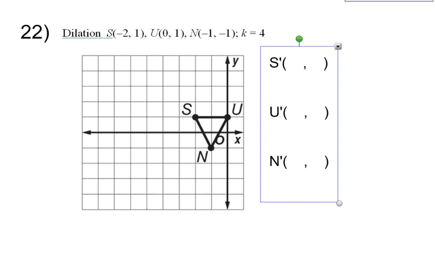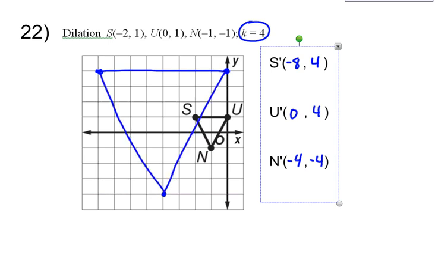Number 22, dilation. Simply multiply every point. The scale factor is 4. So this can be -8, 4, 0, 4, and -4, -4. So you end up with a triangle that is 4 times as big.